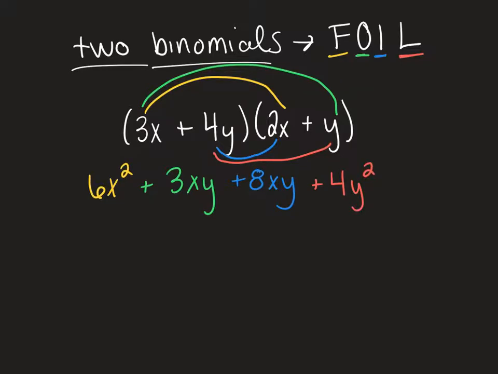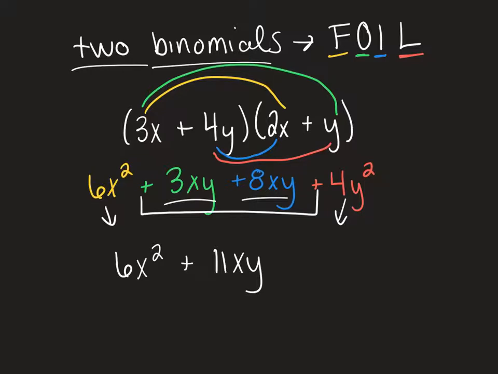All right, now that we've done that, we take our middle two, since they have like terms, and we're going to add those together. So this is just going to get brought down. That will get brought down. So we have 6x squared plus 8 plus 3 is 11xy.